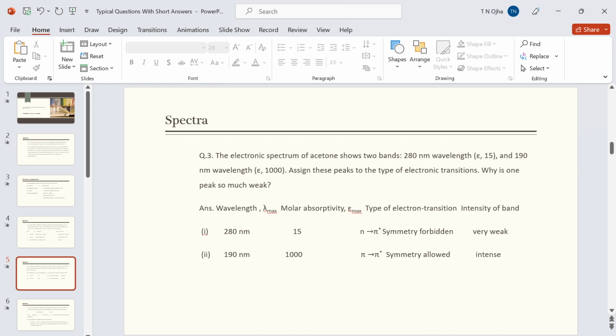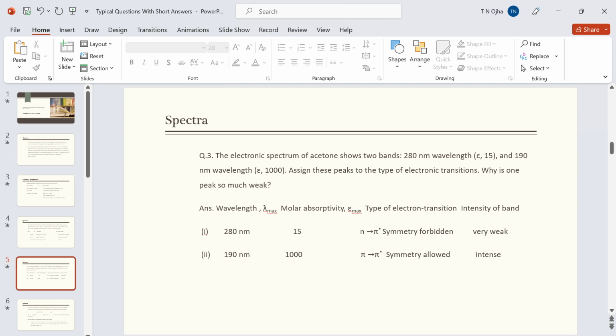The 280 nanometer band, which is very, very weak, corresponds to the n to pi star symmetry forbidden transition. The other peak at 190 nanometer, having a higher absorptivity, corresponds to the symmetry allowed pi to pi star transition. So symmetry forbidden bands are very weak.